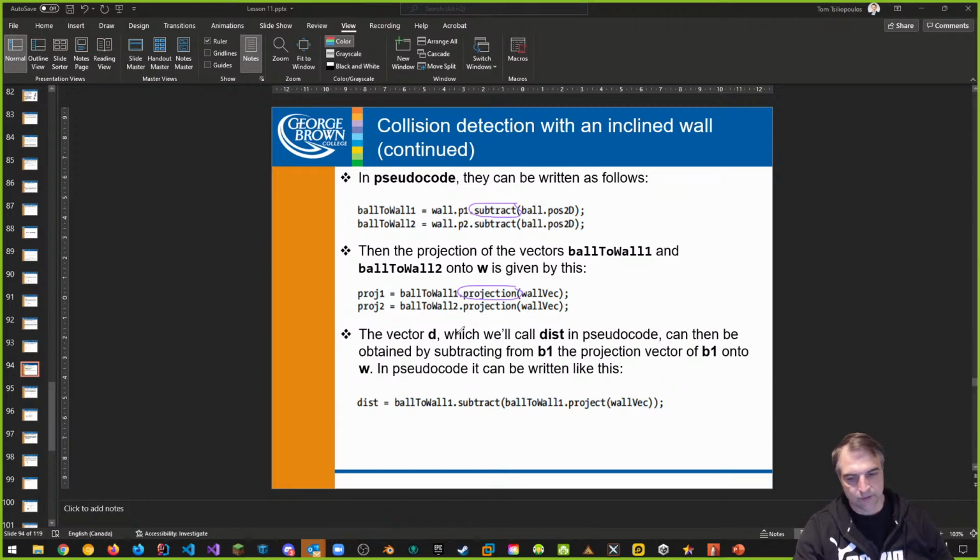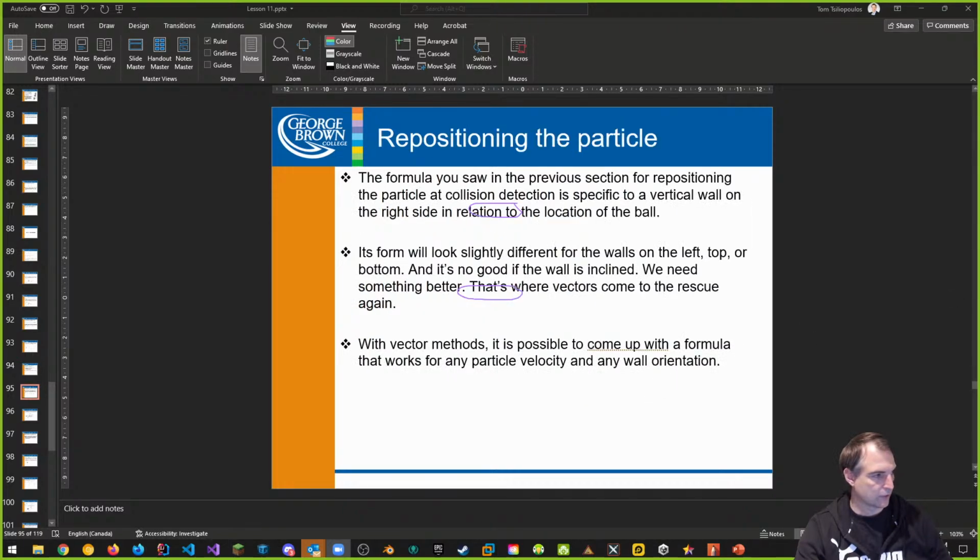Okay, so once we figure all this out, we can then figure out the distance: ball to wall 1 subtract the ball to wall 1 projection across the wall vector, right? That's what we want to do. Once we figure this out, we know the distance, and if the distance is less than the radius, we have a collision. And we can know how much of a collision too, because we can subtract them. Let's just get rid of those little lines and our annotations. There we go.